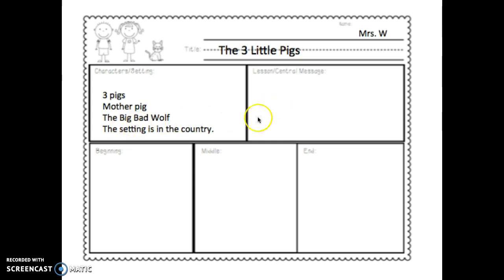Next, I'm going to skip down to the BME and describe the beginning, middle, and end of the story. In the beginning, the mother pig asked her piglets to go out and build their own houses.